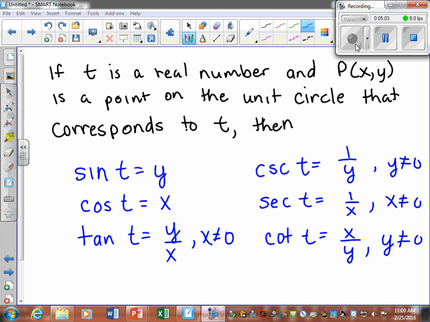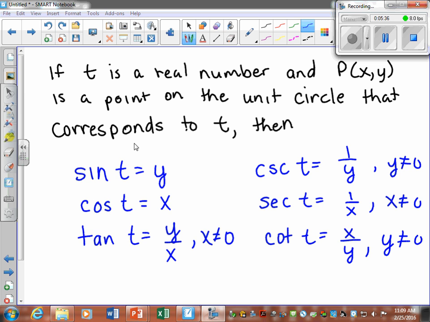Okay, so we have our definitions of our 6 trig functions. Sine of t equals y, cosine of t equals x, tangent of t equals y over x. This x cannot equal 0 because we cannot have 0 in the denominator. Now, I specifically wrote them this way because I want you to see cosecant is the reciprocal of this, right? So if this is y over 1, the reciprocal is 1 over y. X over 1, 1 over x. Y over x, x over y.